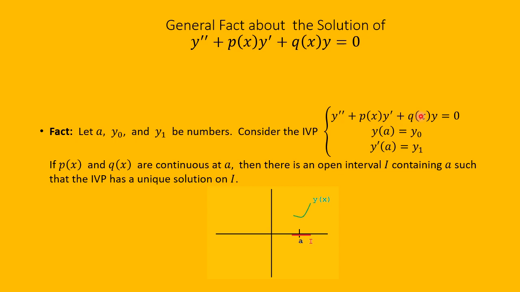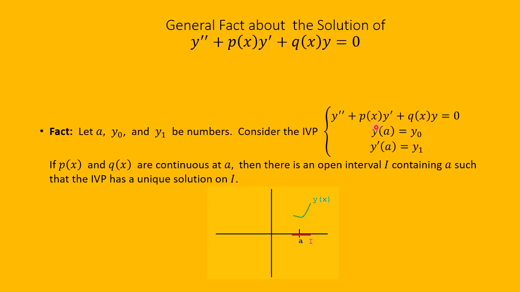We have that differential equation, homogeneous and linear. We're going to require a solution to satisfy two initial conditions: y(a) = y naught, and y'(a) = y sub 1. Now here's what we can say.